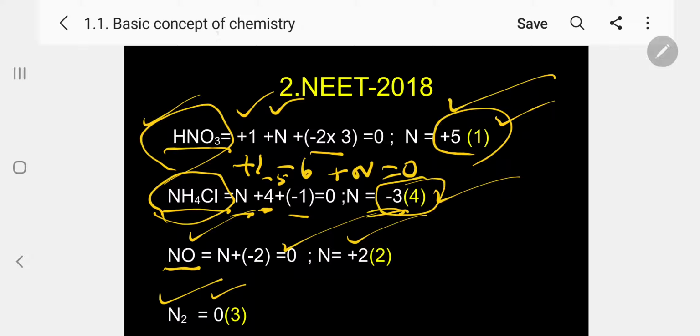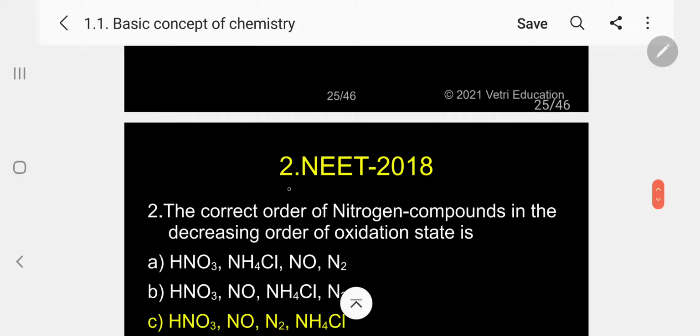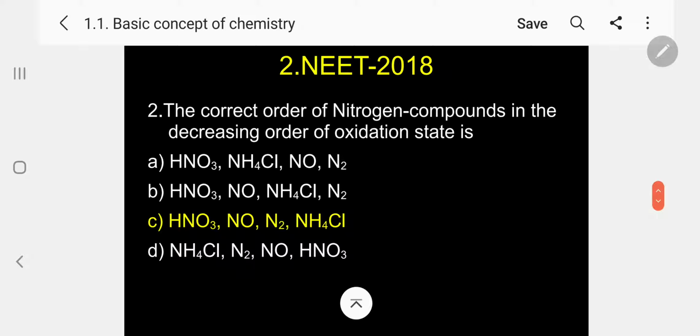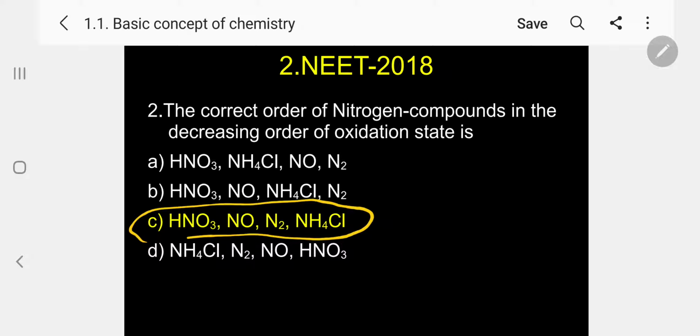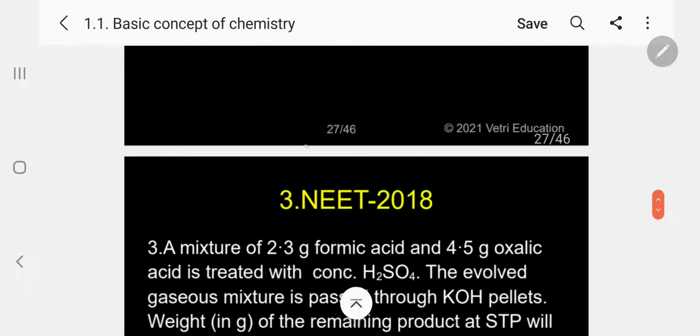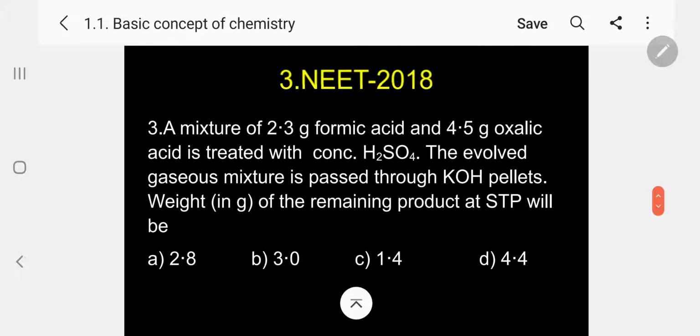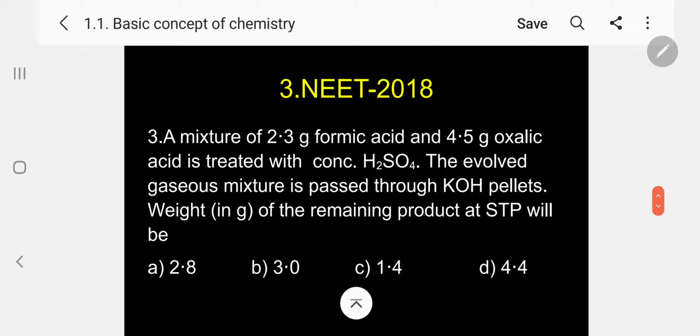We just see the option now. Among these, the correct answer is C. Please follow. So nitric acid is greater than NO, greater than N2, greater than ammonium chloride. So this is the correct answer. Very, very easy. Okay. Next question. Question number 3. Please follow.